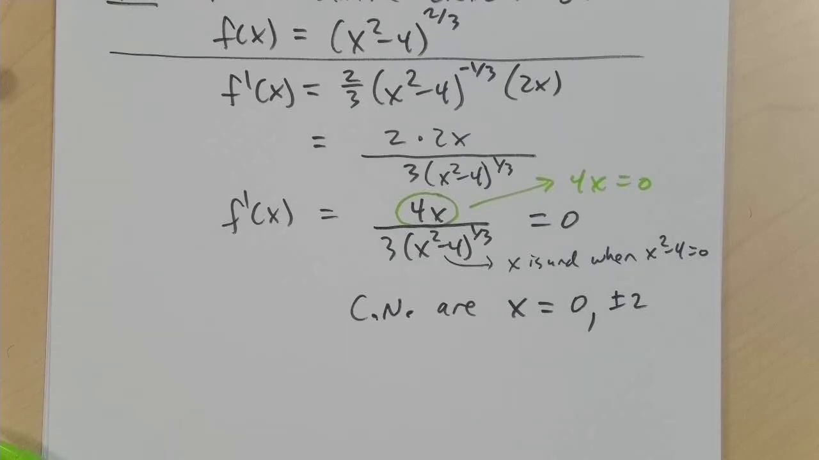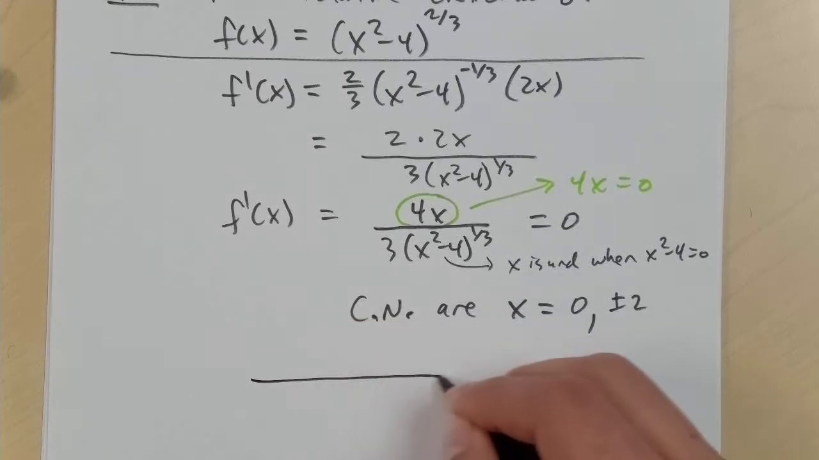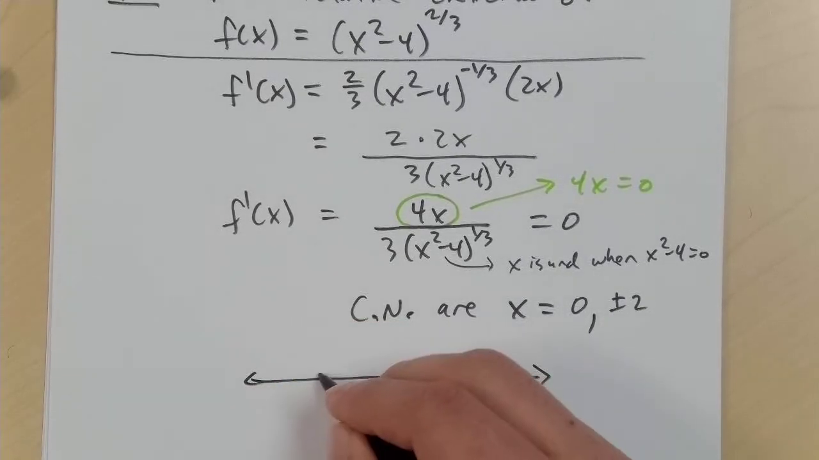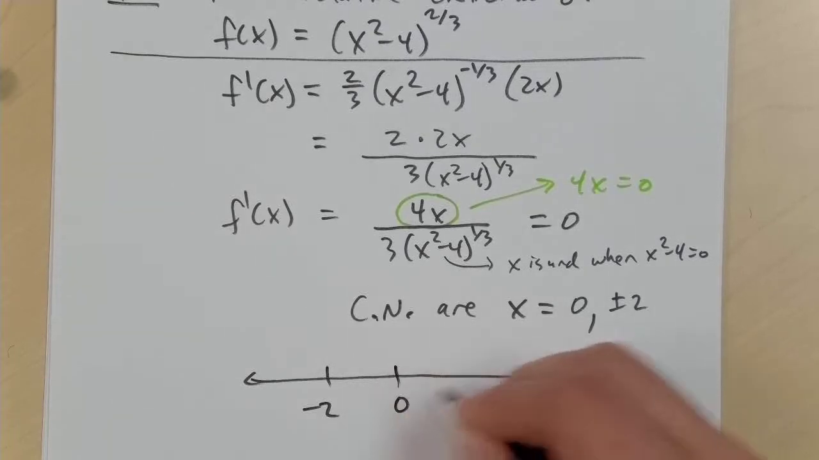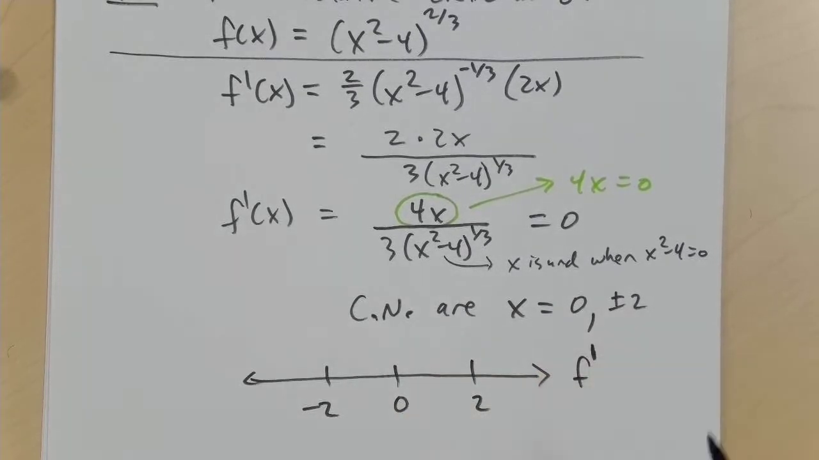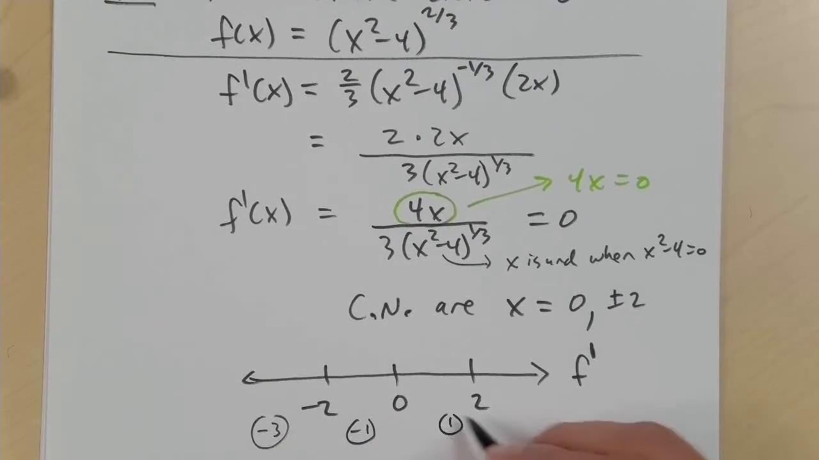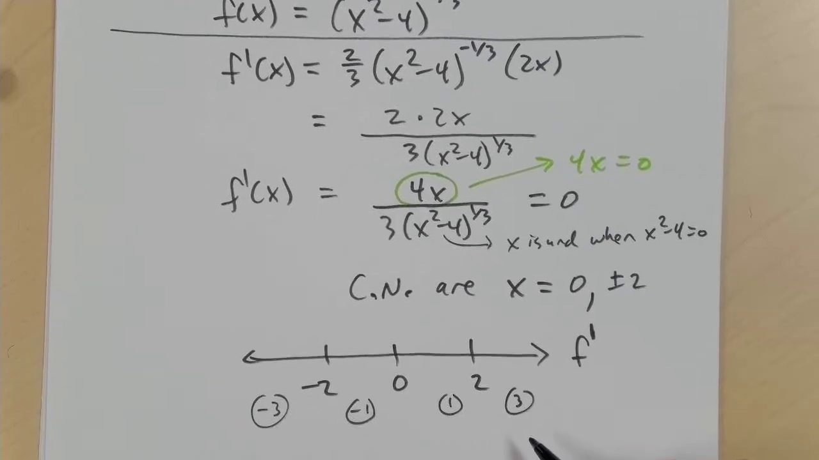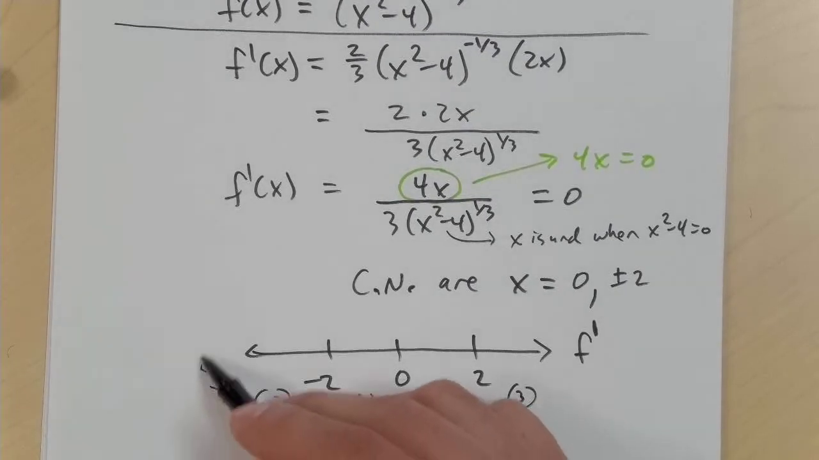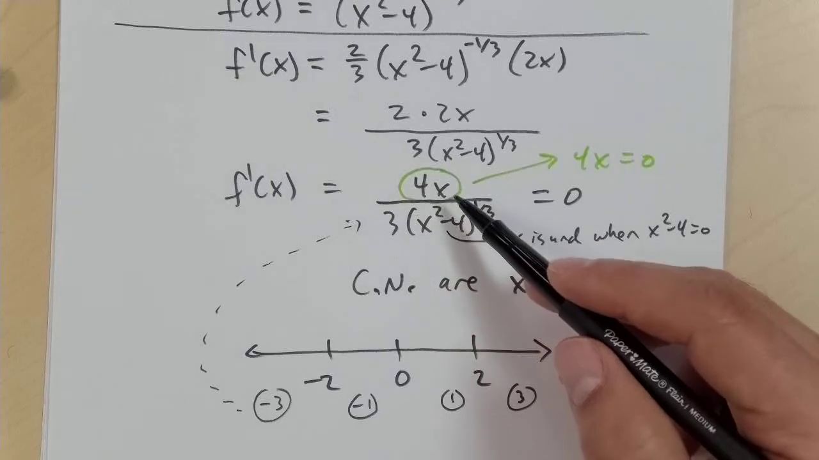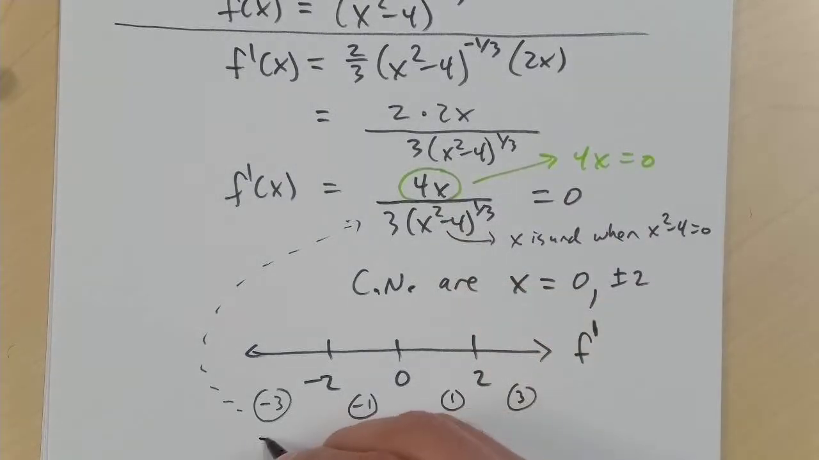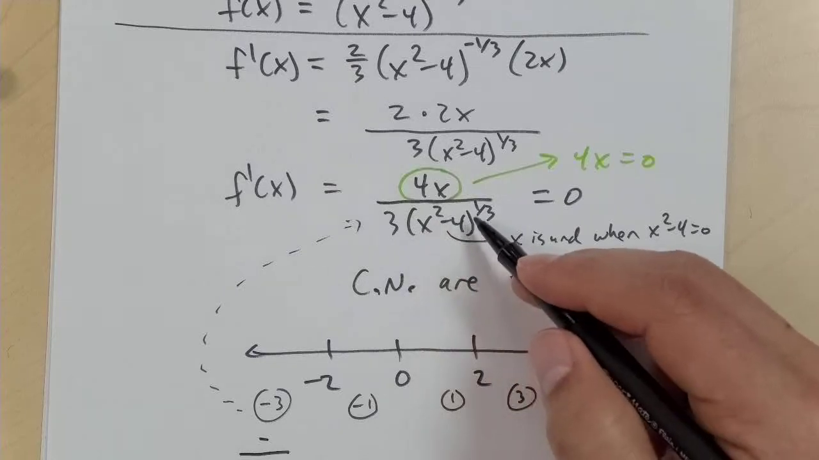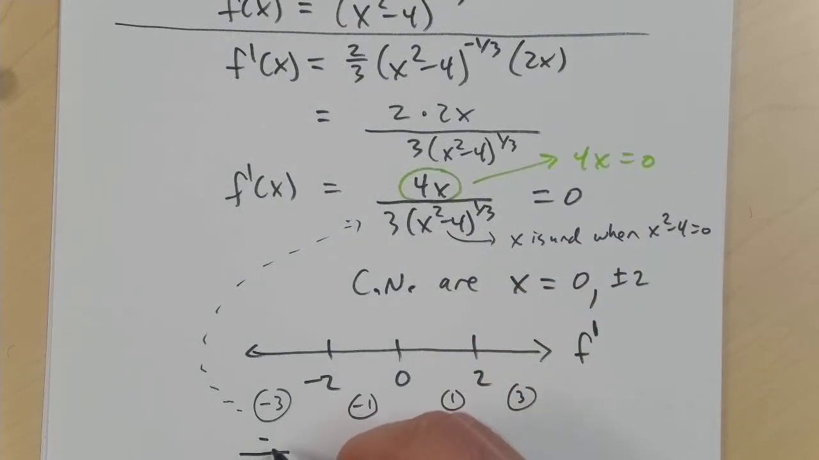Okay? So now let's do a sign chart. Put the critical numbers on your sign chart for f prime. And maybe I'll test -3, -1, +1, and 3. So these are the numbers I'm going to test. And I'm plugging them in here, okay? So if I take -3 and plug it in, I get a negative in the numerator. This becomes 9 minus 4, so we're going to get 5. Cube root of that is positive, so this is going to be negative.